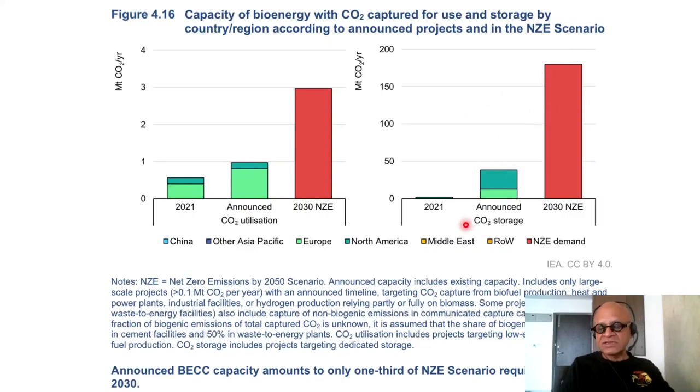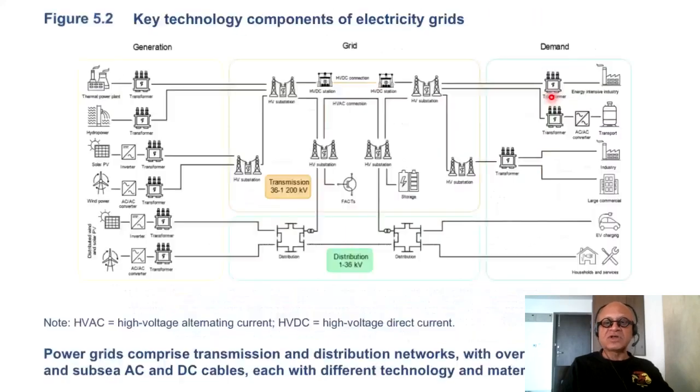Many countries are still mapping the potential sites, so announced BECCS capacity amounts to only 1/3 of the net zero emission scenario requirements in 2030. So the fact that it has to work and scale up is different from the fact that even the pledged scenarios are actually inadequate. Looking at some key technology components of electricity grids here.